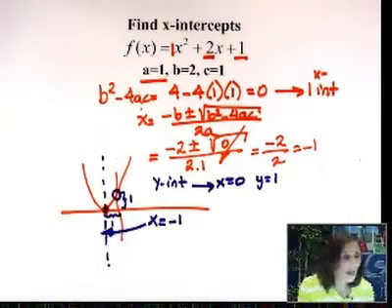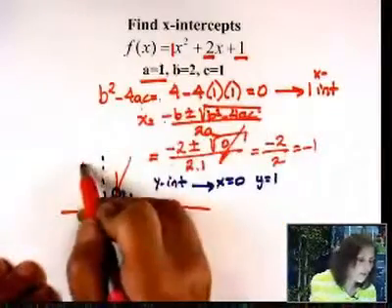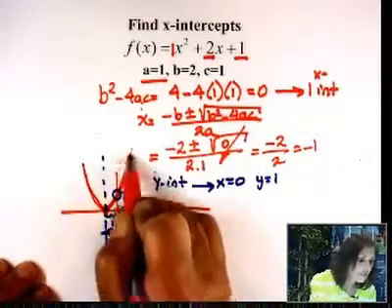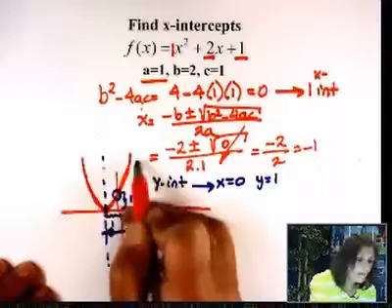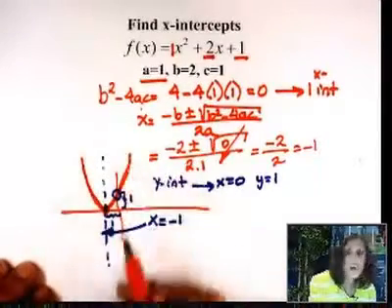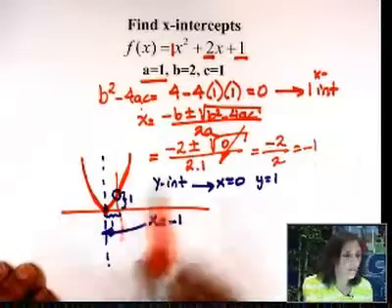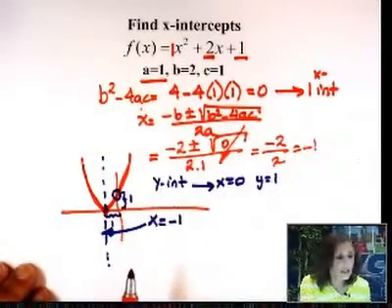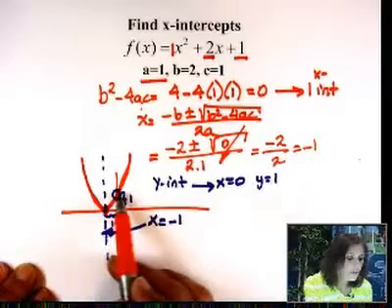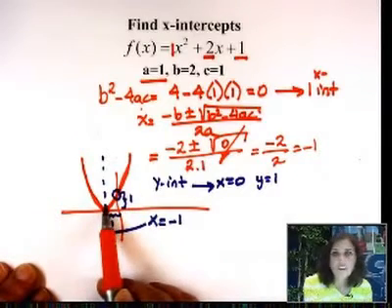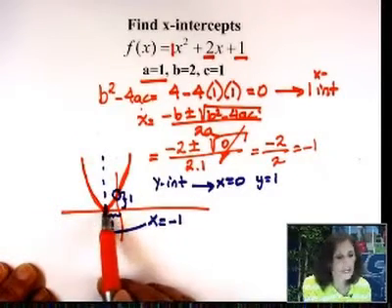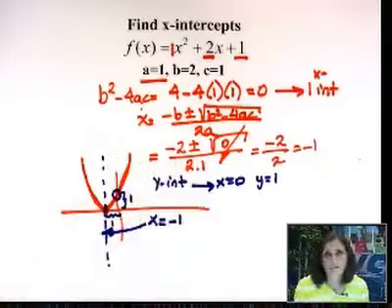The only way that can happen when this is opening up is when your parabola does this. To see where your parabola is, whether it's fat or skinny, you can find the y-intercept. You can find the y-intercept by setting x to 0. And then you'll get 1. And you know your y-intercept, you know your x-intercept, you know it's opening up. You can draw your parabola.